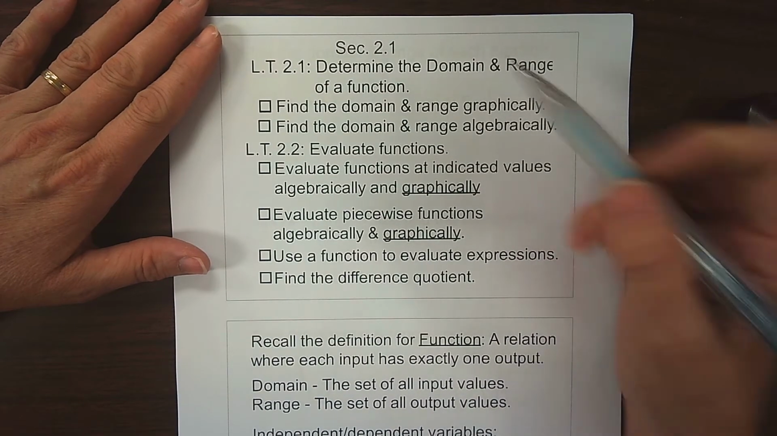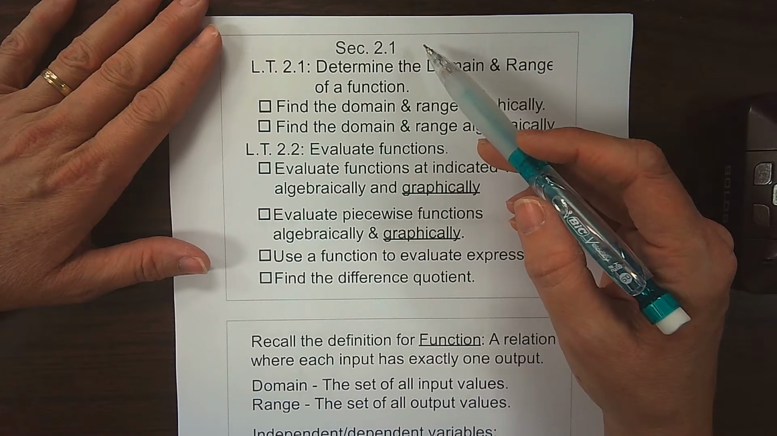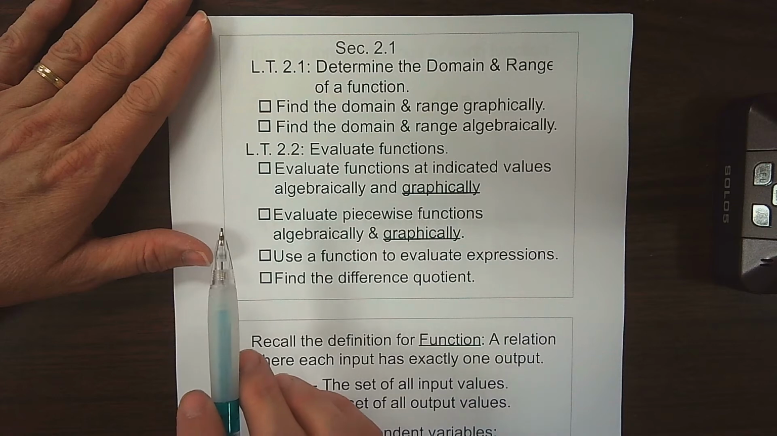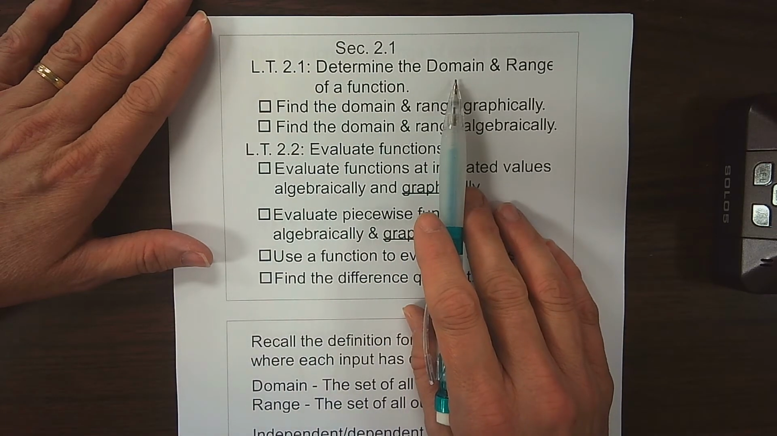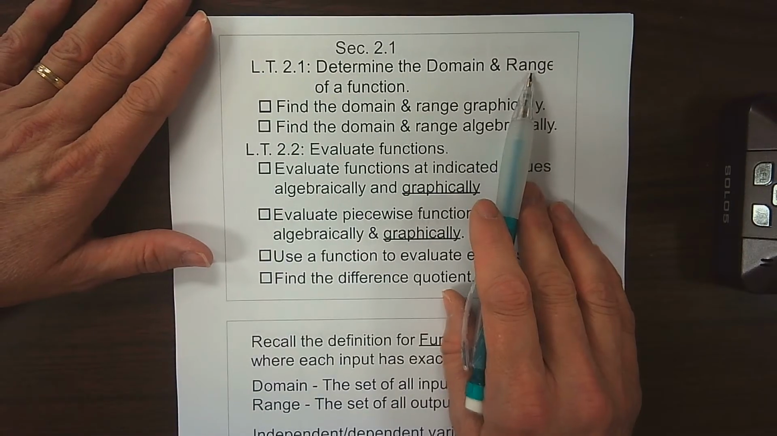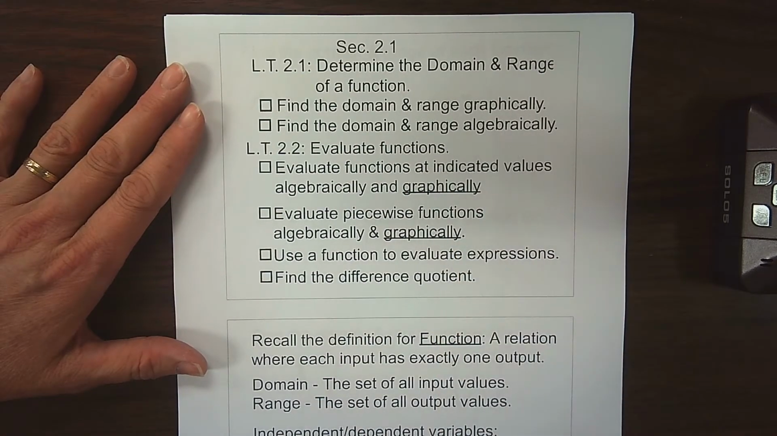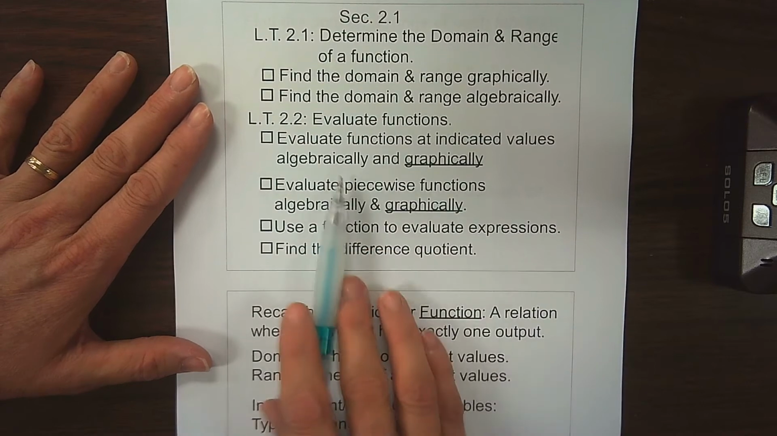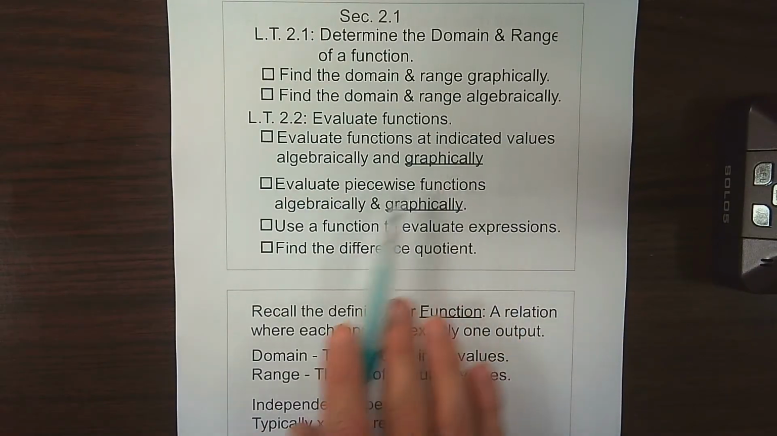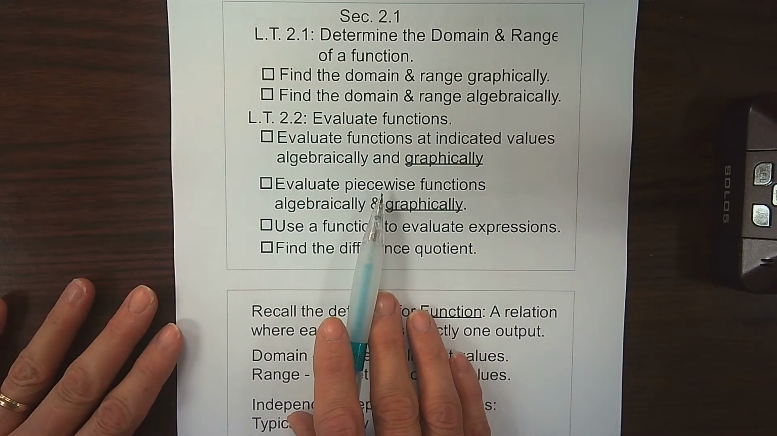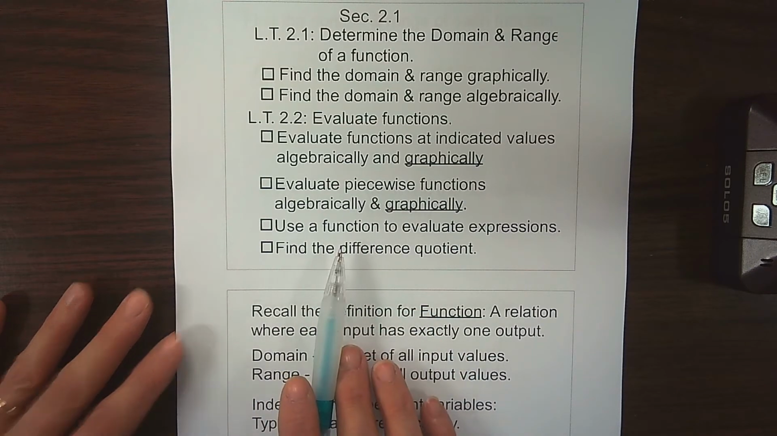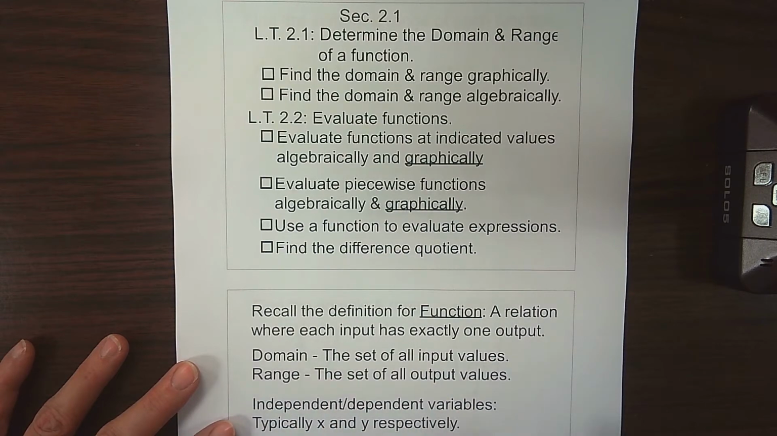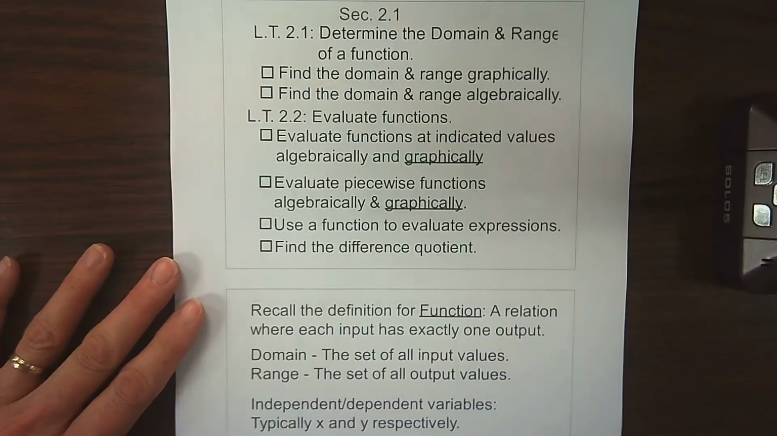We're ready to take a look at some items in section 2.1. We're finally on to chapter 2. We're going to be looking at functions, and in thinking about functions we want to consider their domain and range, both graphically and algebraically. We want to be able to evaluate some functions, again algebraically and graphically, and that's going to include some piecewise functions. We're also going to take a look at evaluating some different expressions, including something new called the difference quotient that you'll use when you get to calculus.